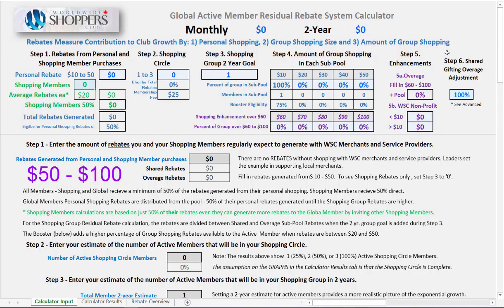So let me go through this pretty quickly, and I'm just going to point out the key aspects of it, and then you have to go and play with this yourself so that you really get to understand it. Okay, what we're going to do is just follow the steps. Step 1, Step 2, Step 3, you can see here. Each step has a full description that you can read if you like, or you can just see the results by doing what it says. So this one first says, enter the amount of rebates you and your shopping members regularly expect to generate with Worldwide Shoppers Club merchants.